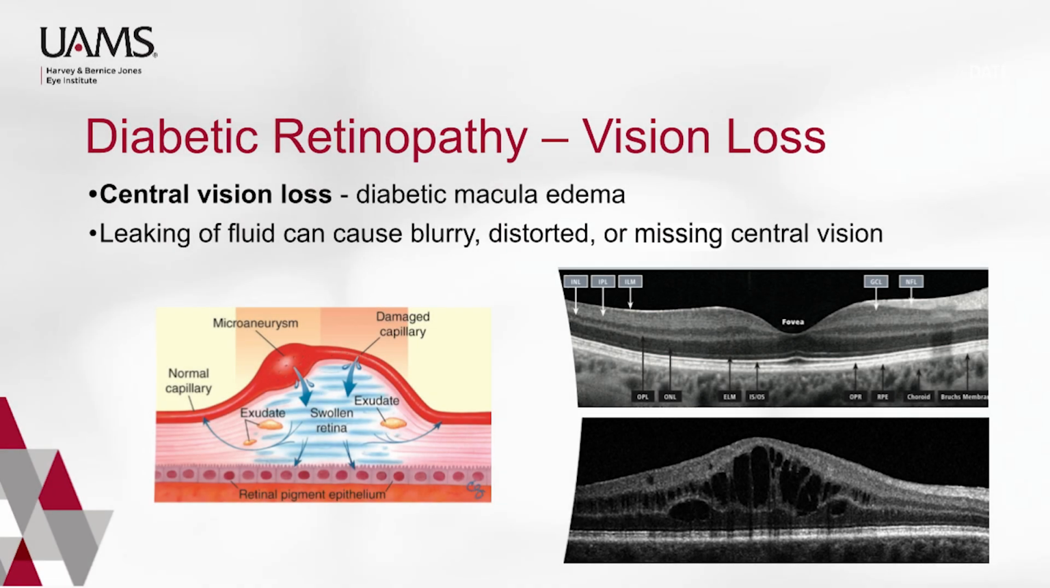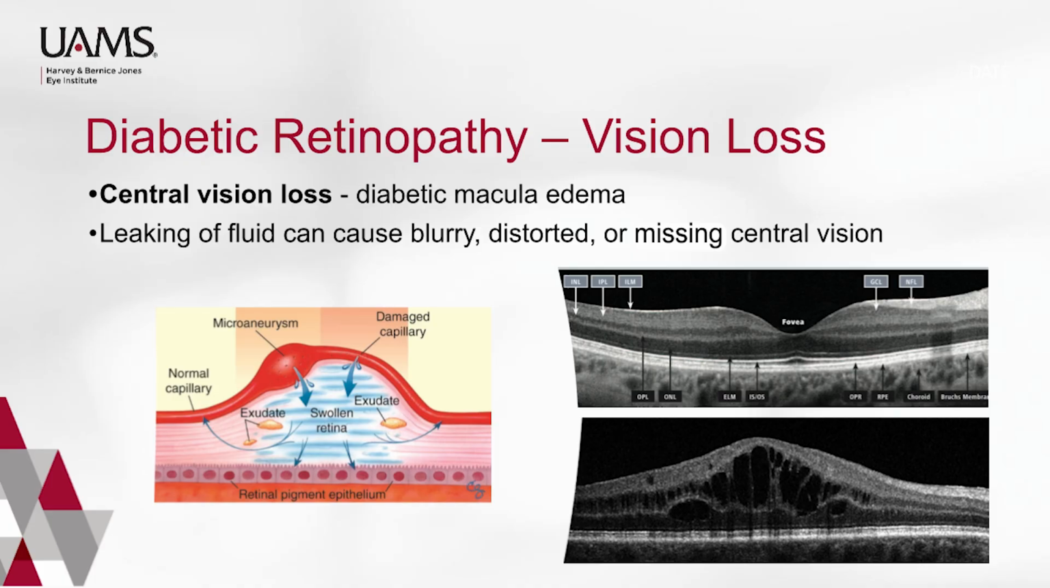Unlike the previous diseases we've talked about, diabetic retinopathy can actually cause central vision loss and peripheral vision loss. Central vision loss is caused from diabetic macular edema. This is when we have leaking of fluid in the macula, which is this central tissue in the back of the eye. If a patient has diabetic macular edema, it can cause blurry vision, distorted vision, or missing central vision.